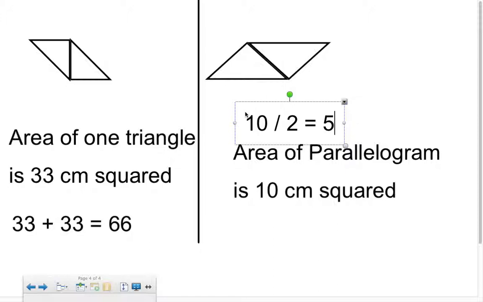Think about it before you go, oh, it's too hard. It makes perfect sense. Two identical triangles can make up a parallelogram. So one of those triangles would be half, or divided by 2, of the total area.